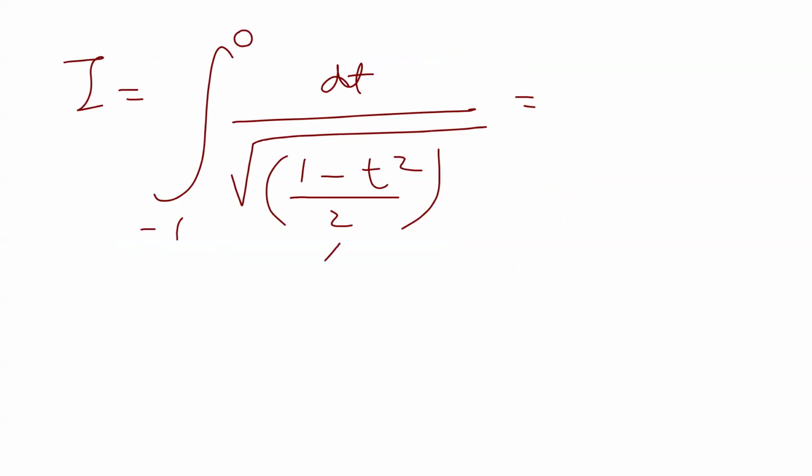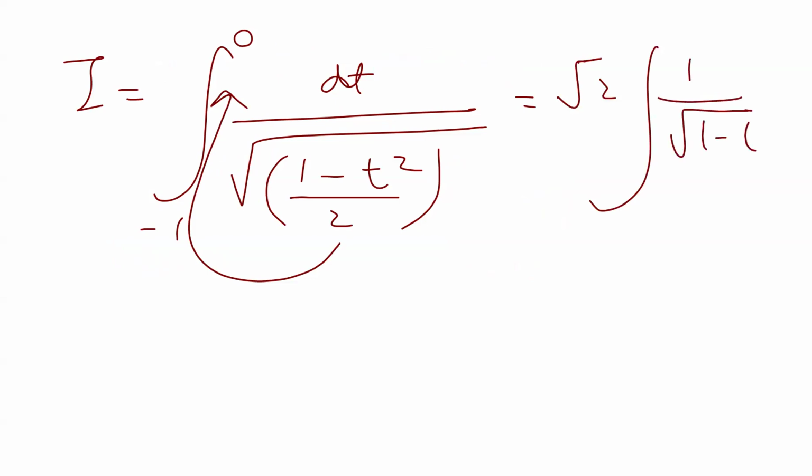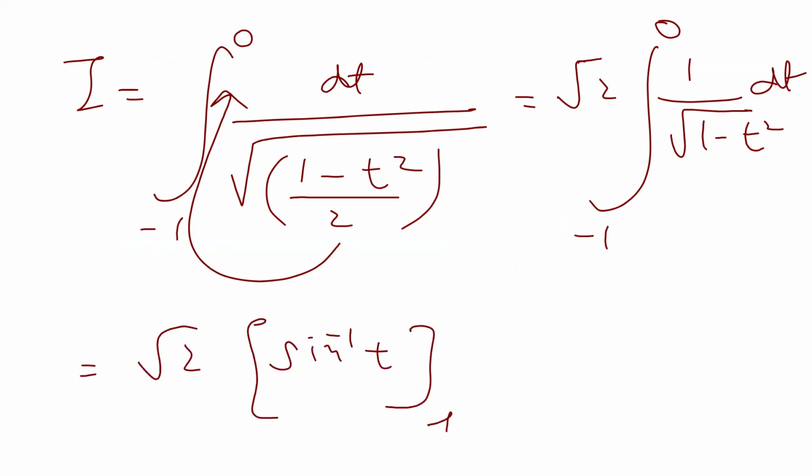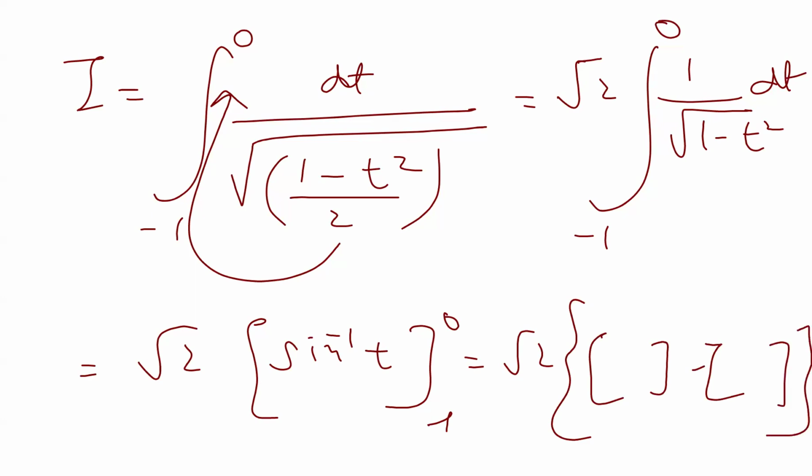Okay, now this 2 will go up in the numerator, but then it will go as root 2 and I can take it outside the integral. Okay, minus 1 to 0. Denominator becomes numerator. Now this is a direct formula, guys. Sin inverse t. Okay, so root 2 times the bracket sin inverse 0 minus sin inverse minus 1.